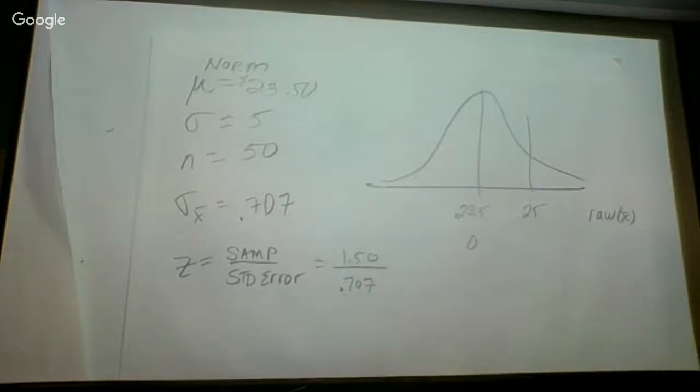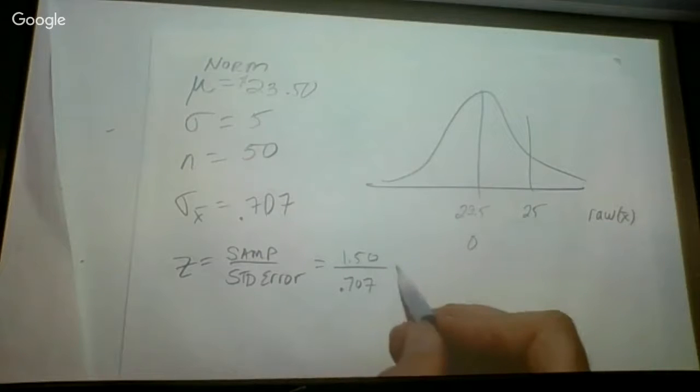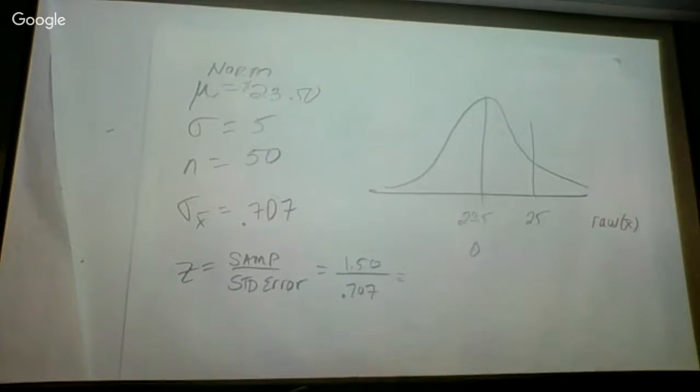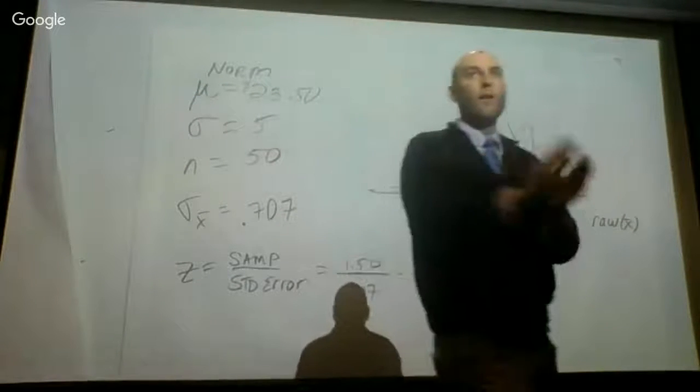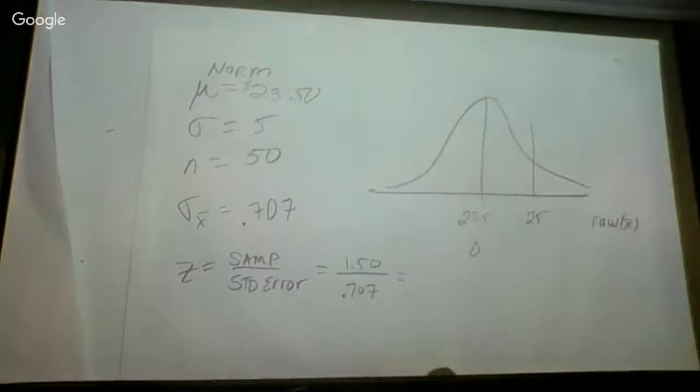Oh, I did a bad job calculating standard error. Because 5 over the square root of 50 is not 0.8, it's 0.7. So 1.5 divided by 0.707. You did it right. I did it wrong when I was doing it in my head. Don't freak out. You have calculators. I have as much as I can at this time of night or morning.